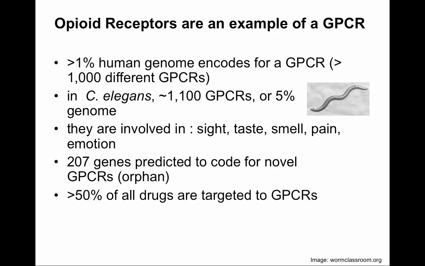There are many GPCRs that are still unknown, with over 2,000 genes predicted to code for new GPCRs, also called orphan receptors. In pharmacology and medicine, GPCRs are very important as over 50% of all drugs on the market target a GPCR. We will use the opioid receptors as an example of GPCRs and explore the pharmacology, regulation, and function of these receptors.